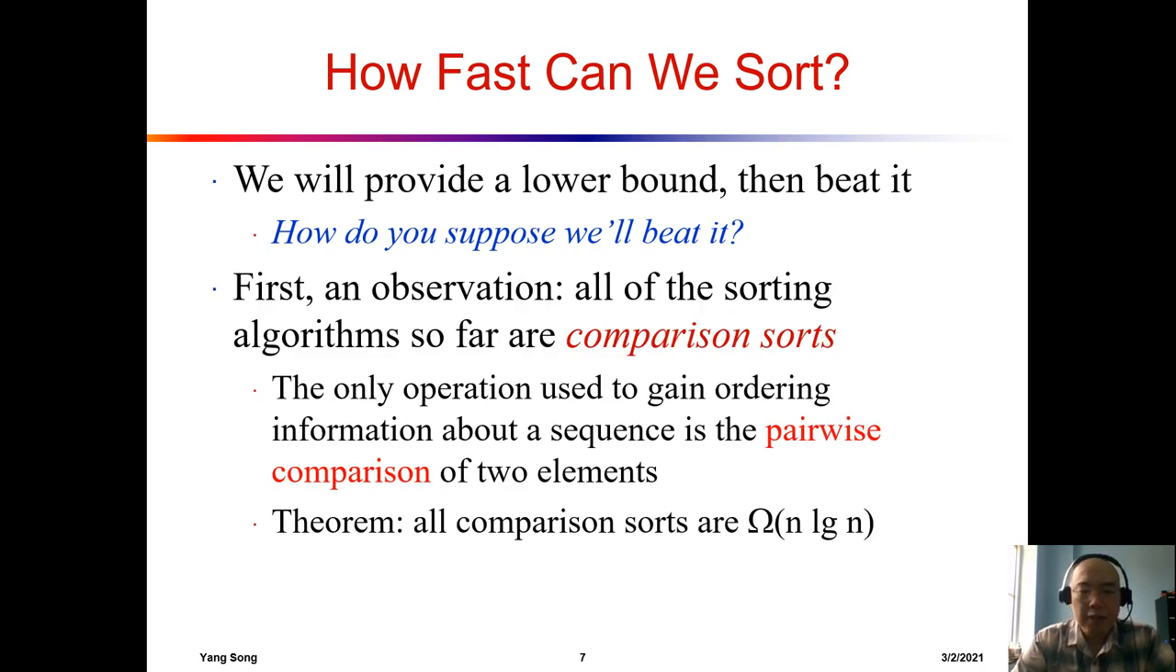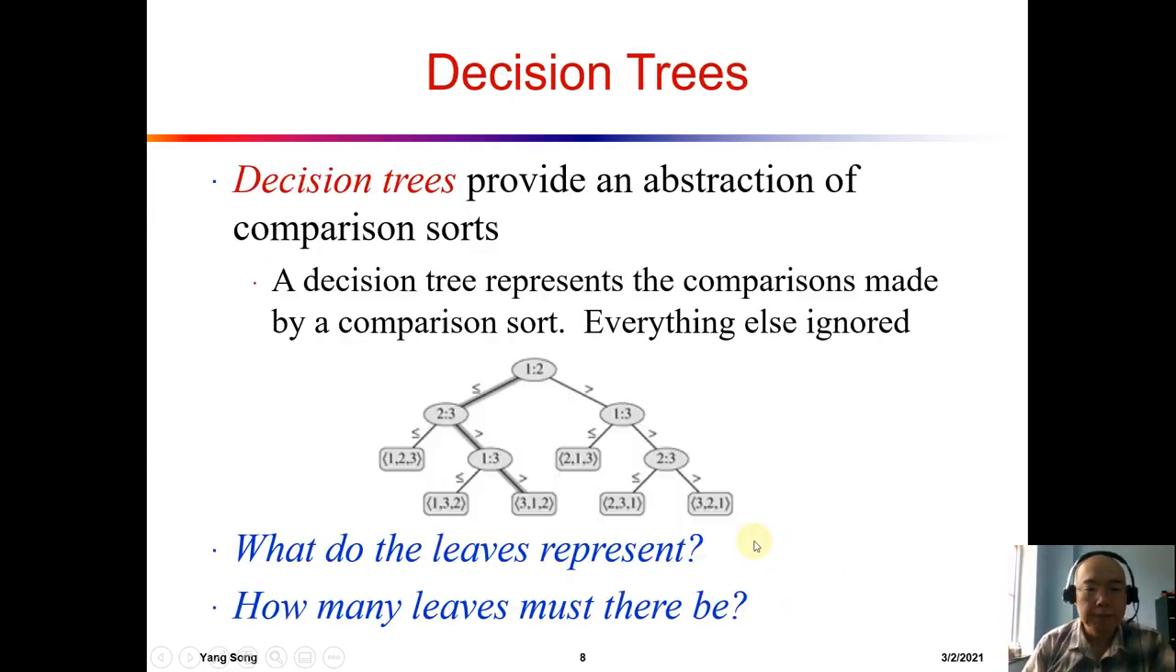For the lower bound, our theorem is that if we are doing comparison sorts, so the result of the sorting is based on a sequence of comparisons, and each comparison is a pairwise comparison of only two values, then for a comparison sort the lower bound possible will be omega of n log n. Remember, big omega is for the lower bound, right?